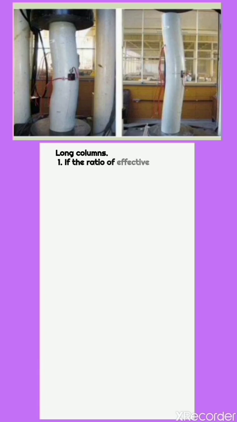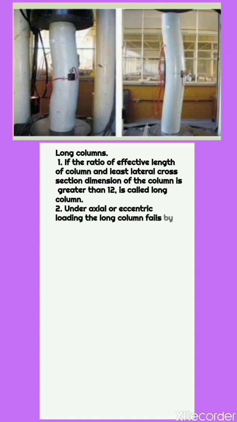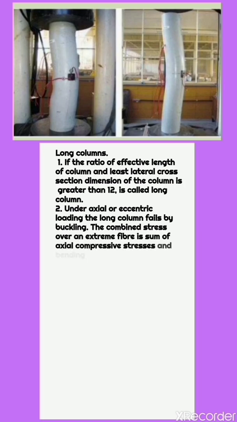Next type is long columns. Following are the salient points for long columns. 1. If the ratio of effective length of the column and least lateral cross-section dimension of the column is greater than 12, it is called a long column.